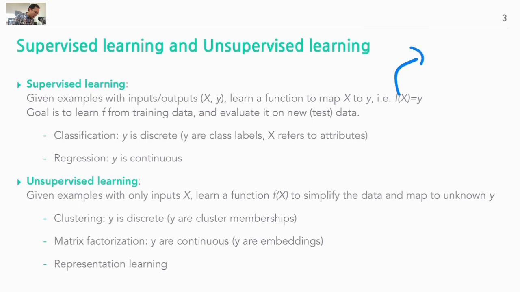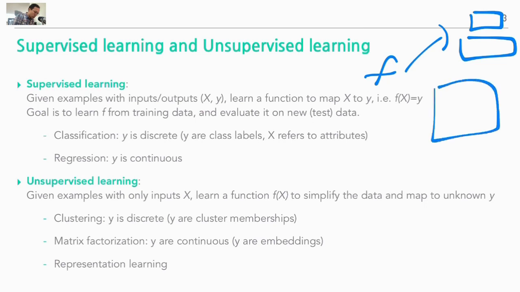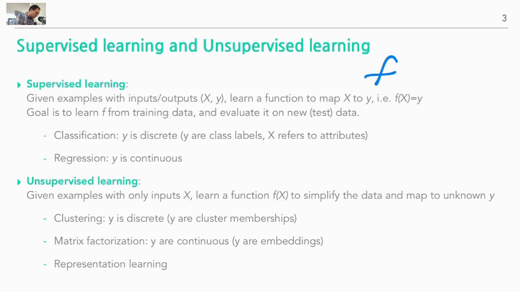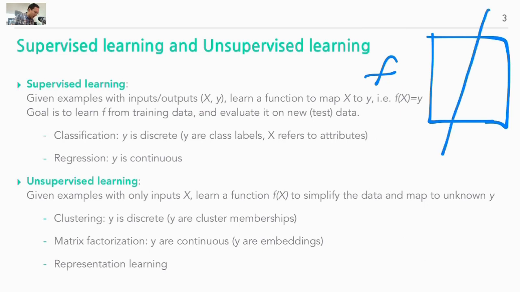The function is presented here as f, right? f can be anything. This can be a deep neural network, right? Or a simple linear classification model. Most of the f functions, I would say almost everything, find a decision boundary, particularly for the classification task.